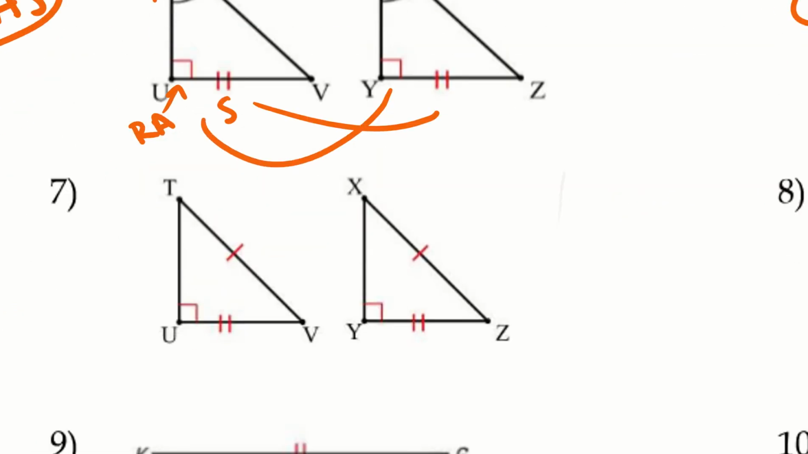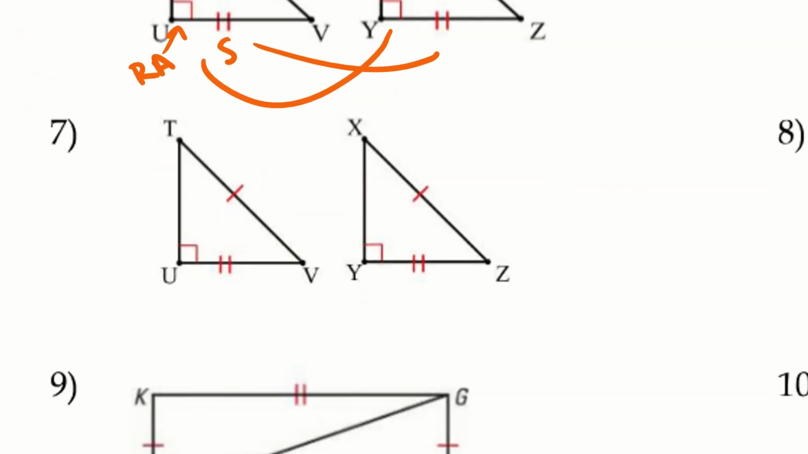Okay, let's take a look at 7. So 7, once again, we have a right angle. So it's a little bit different than just an angle, depending on if we are able to use the hypotenuse leg. We do have two different sides. So we have a side here and a side here. This side is specifically the hypotenuse. And then we have two legs. It doesn't matter which leg as long as we have one of them.